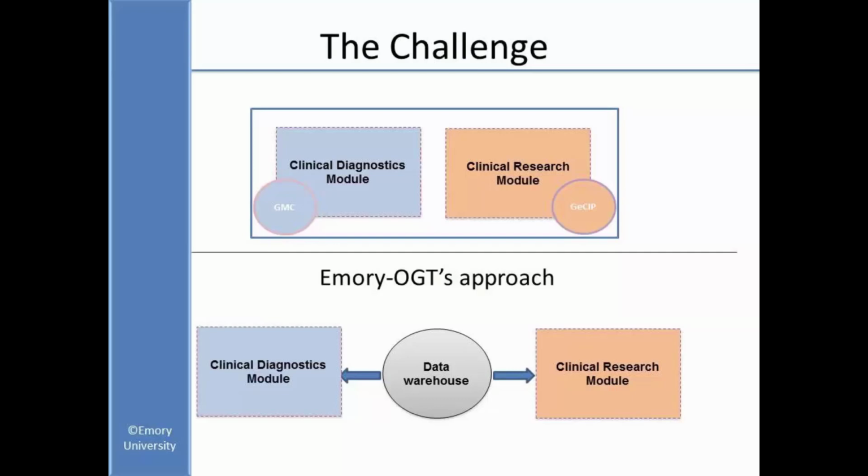If consent is given by the patient, this data can be mined for discovery purposes. So we were looking at developing something like a data warehouse, which can do clinical diagnostics, but also allow us to do clinical research in a setting where we are not interfering with the HIPAA rules and things like that.